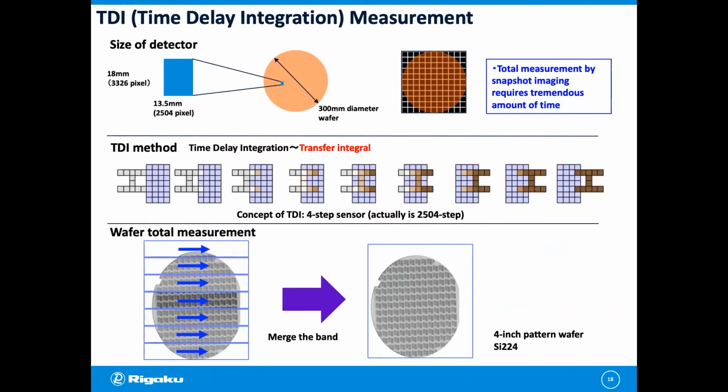Total measurement by snapshot imaging requires a tremendous amount of time, and TDI measurement can be done in a shorter time than snapshot measurement. If we want to get full information of the total wafer, the image is made by merging several TDI measurements. In this example, a 4-inch patterned wafer of silicon was detected with TDI measurements.